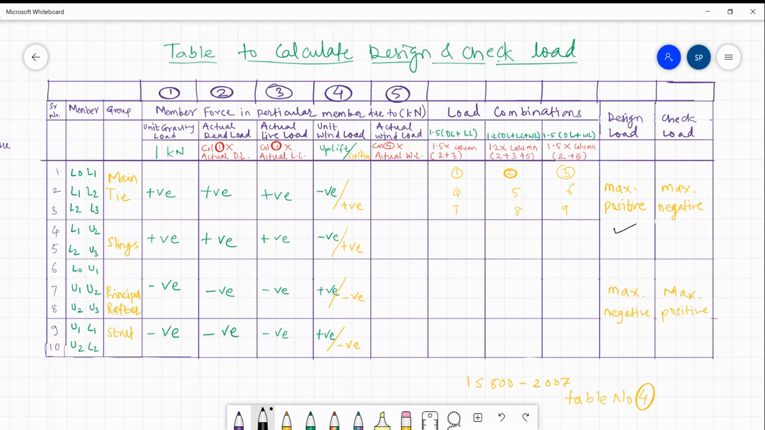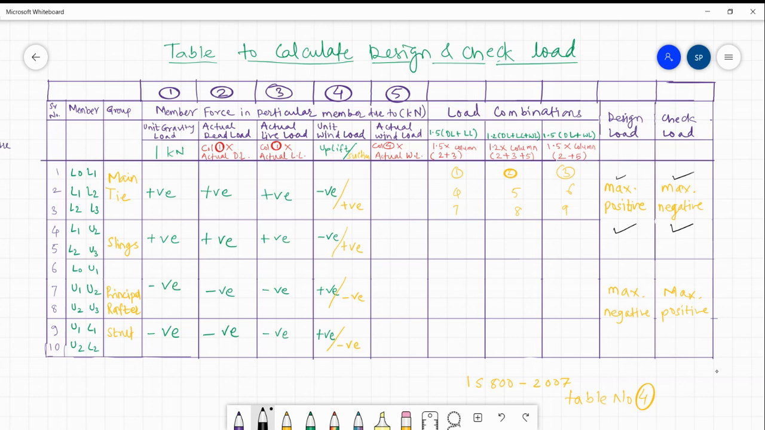So friends, when you are designing the main tie and sling, you have to design them as tension members, and you have to check them for compression. That's why, out of these 9 values, the maximum positive will be taken as the design load, whereas the maximum negative will be taken as the check. So this member will be designed as a tension member for the maximum positive value. Simultaneously, it has to satisfy the check of the maximum compressive force.